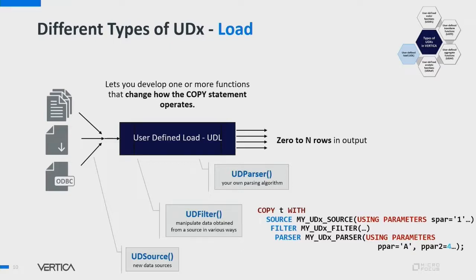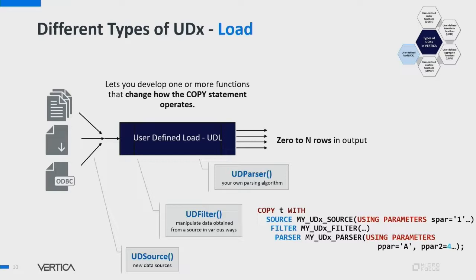On the other hand, the filter function, which is the next one, allows you to manipulate data obtained from the source in various ways. For example, the filter can process a compressed file, or you can perform a kind of search and replace before the data is loaded into Vertica.